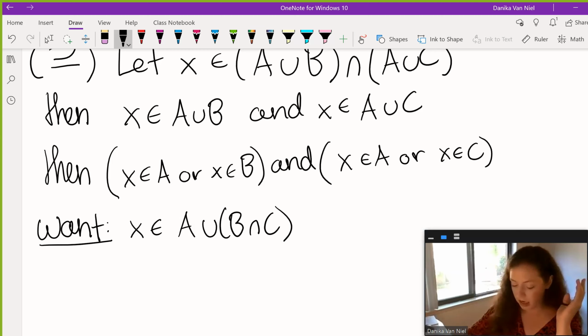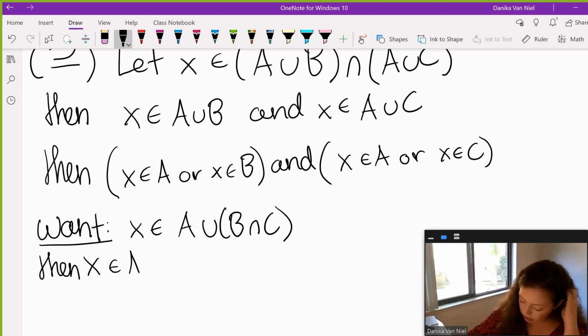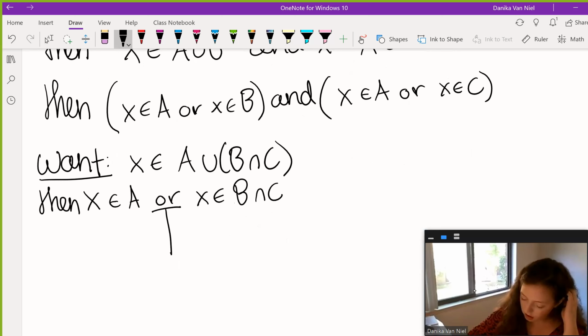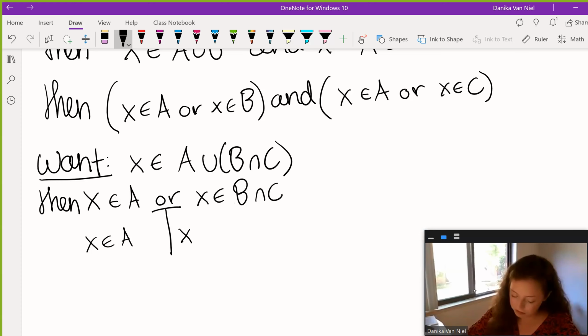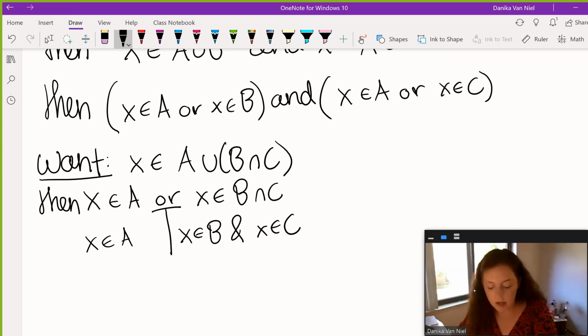Okay, well, what does that mean? Then X is in A or X is in B intersect C. Once again, I'm just going to rewrite this. And then what does it mean for X to be in the intersection? Well, it has to be in both. X is in B, and, remember this just means and, it's an ampersand, X is in C. So X is in A, or this whole statement, that X is in B and X is in C.